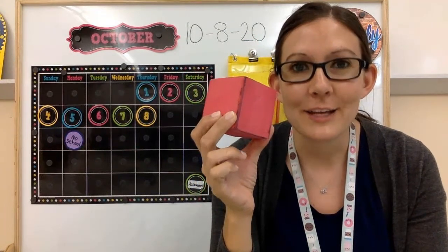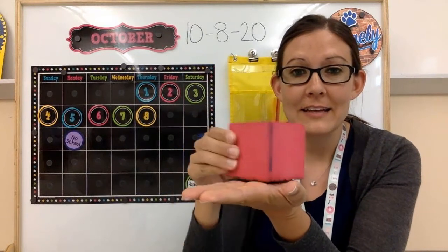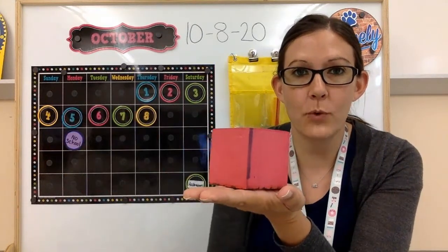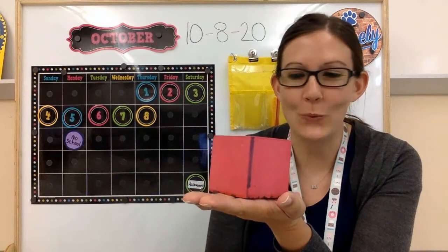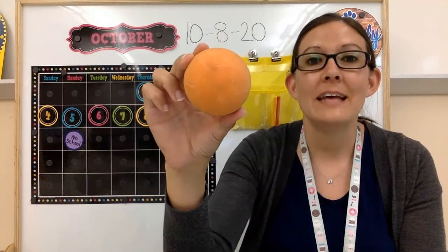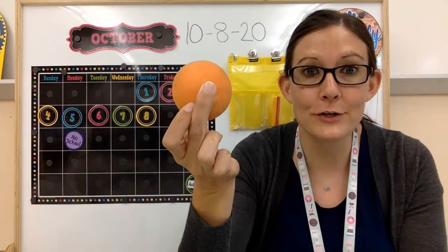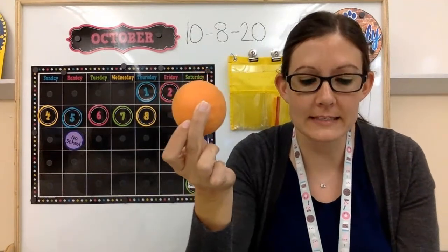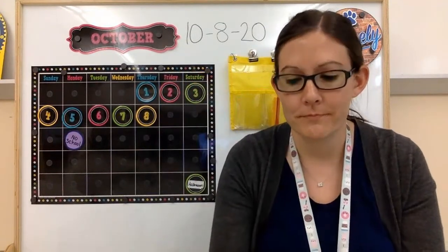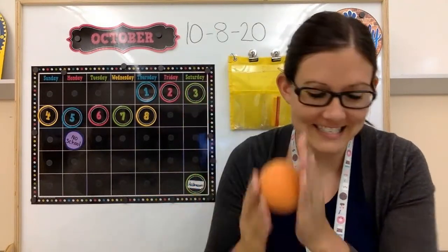Cube. Cube, yep. And the cube has 6 flat surfaces shaped like a square. It can stack, slide. Can it roll? No. All right, very good. What about this one? Say it. Sphere. Shaped like a ball. Looks like an orange, maybe. Can it stack? No. Can it slide? No. Can it roll? Yes.